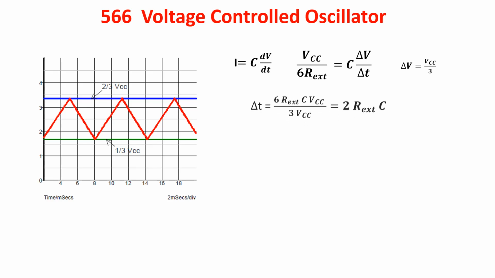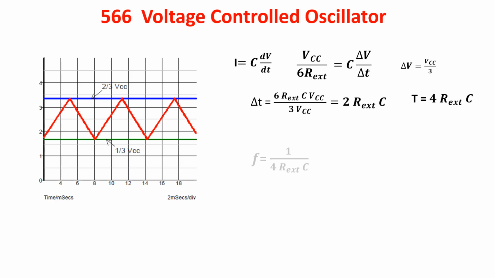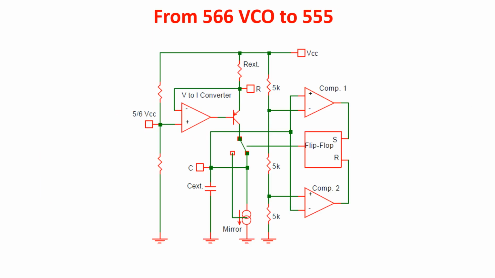Sorting things out, we get that the charging time is 2Rx-C, and being the discharging time equal to the charging one, we have an oscillation period of 4Rx-C. The frequency is this, and you see it is independent of the power supply VCC. You see both the current and the amplitude of the oscillation are related to the power supply and they cancel each other out. The 566 is a voltage control oscillator because by changing the voltage in this node, we change the current charging and discharging the capacitor, thus modifying the frequency.